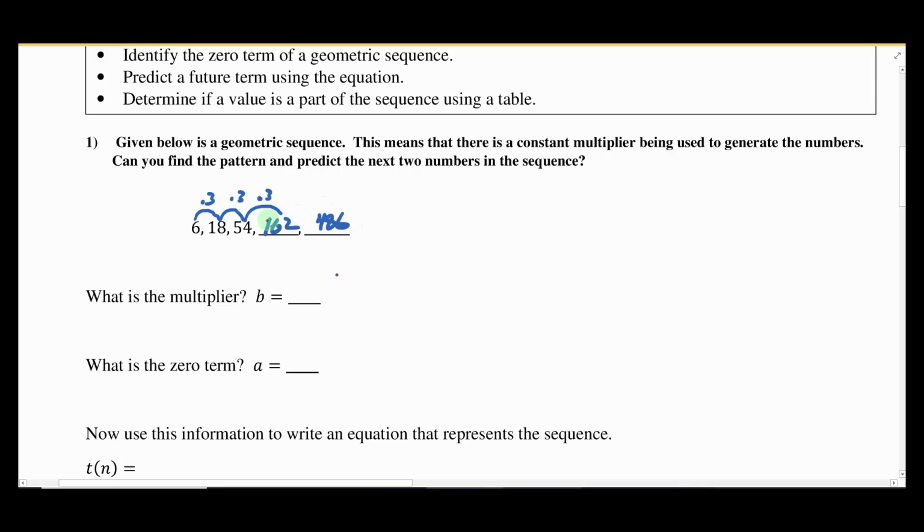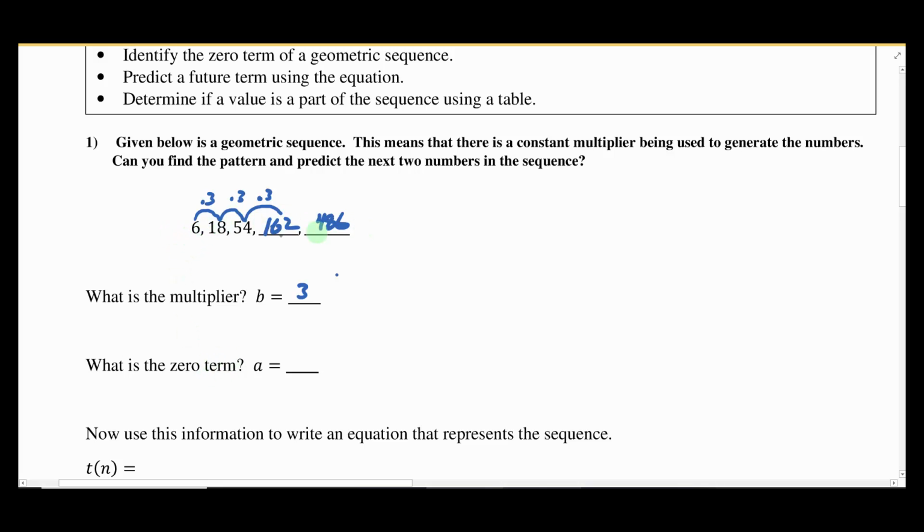Okay, so just identifying the pattern is always step one with these types of problems. And once you've identified the pattern, you've actually identified the multiplier, right? Once we figured out that we were multiplying by 3, we figured out the b value, so b is going to be 3. And then we got to go find the zero term.